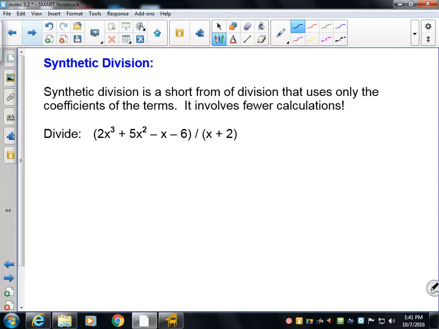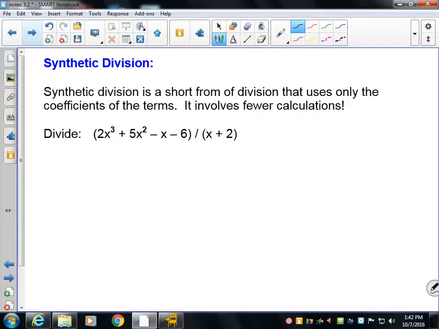You guys remember synthetic division? This is the faster way, and usually fewer mistakes are made this way. But you should be able to know both ways. Whatever way you like is the way you do, right? I'll never tell you you have to do one way or the other, but I'll show you all the different ways. So, are you ready?